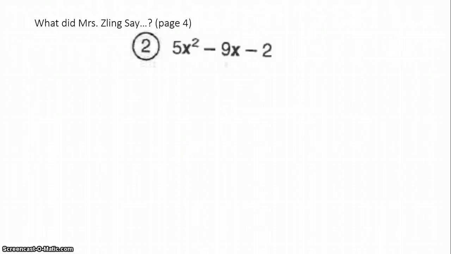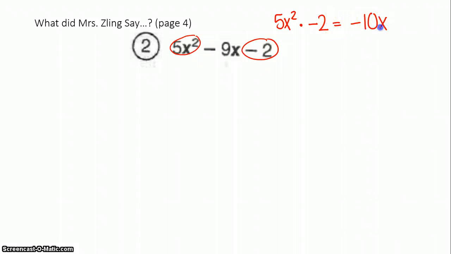On page 4, you are exclusively factoring trinomials. So we're going to factor the trinomial here, 5x squared minus 9x minus 2. If you recall, step 1 is we want to take our first term and our last term, 5x squared and negative 2, and multiply those. So that would be negative 10x squared.